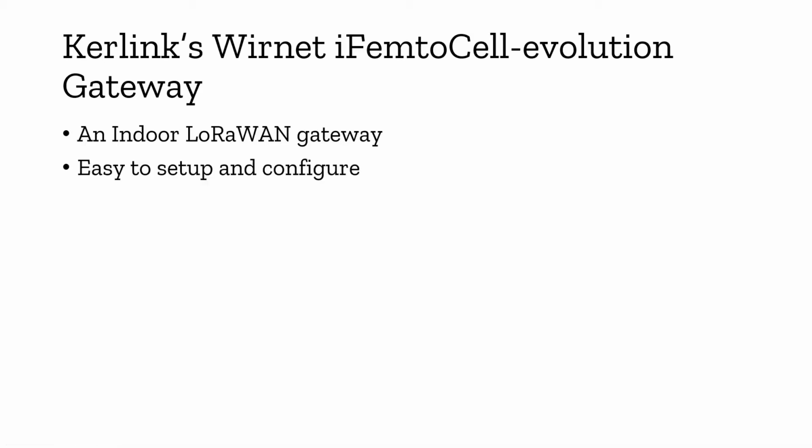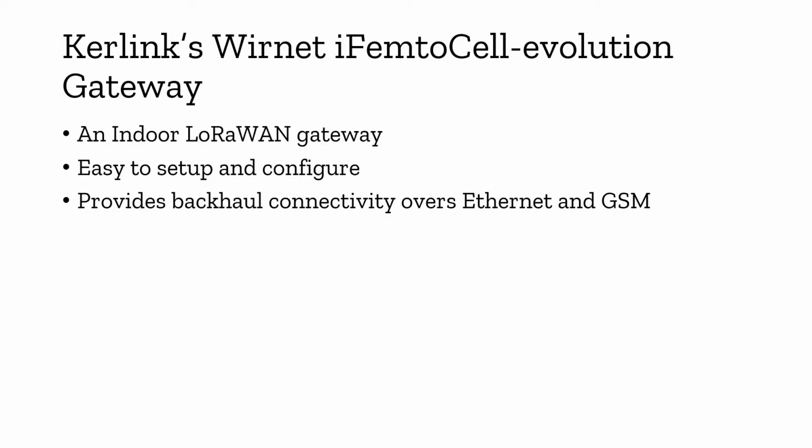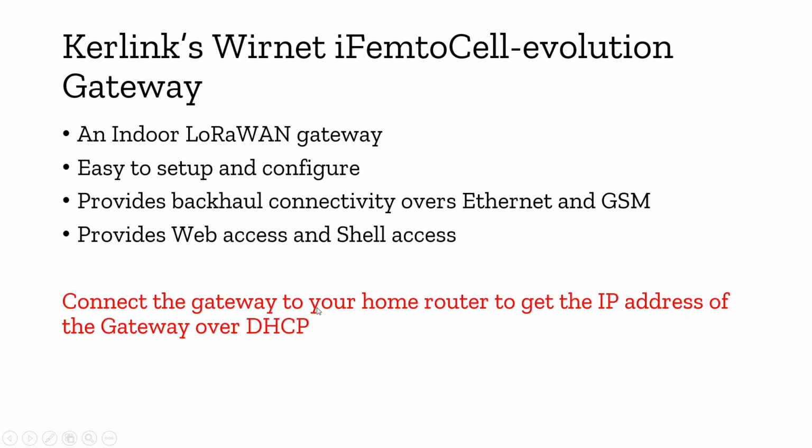It's easy to set up and configure, and we have backhaul connectivity over Ethernet and GSM. Today in this course, I'm going to use the backhaul connectivity over Ethernet. If you have a SIM card, you can insert it and connect to the LNS over the mobile network. This gateway provides web access and shell access. It's easy to update the gateway using web access. If you want to configure the LoRa forwarder and other setup, or connect some VPN and these kinds of setups, you can use the shell access. It's really helpful.